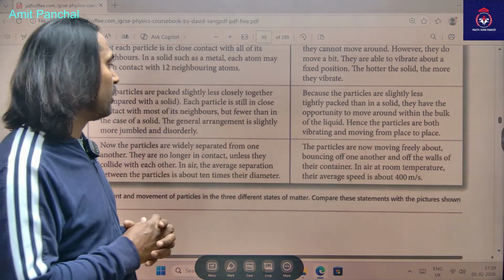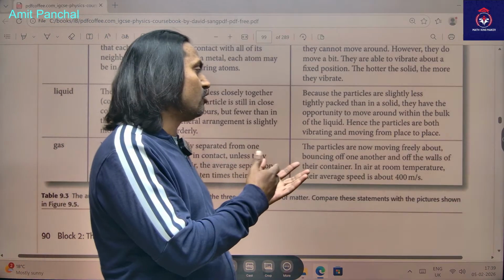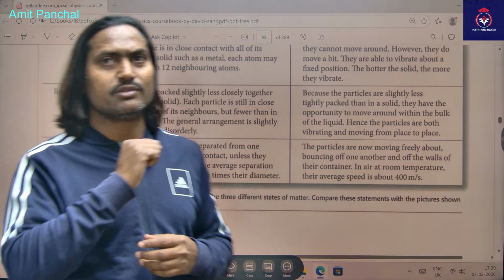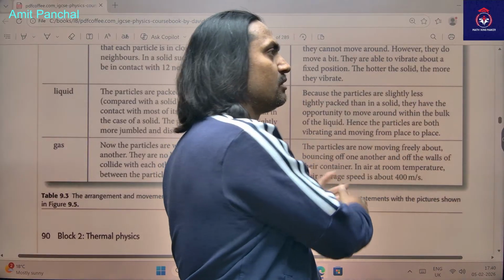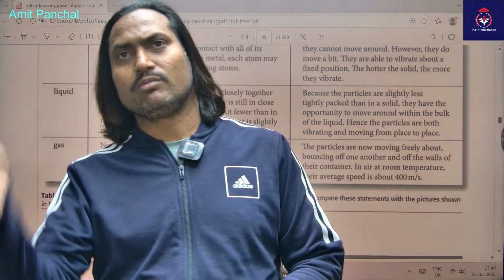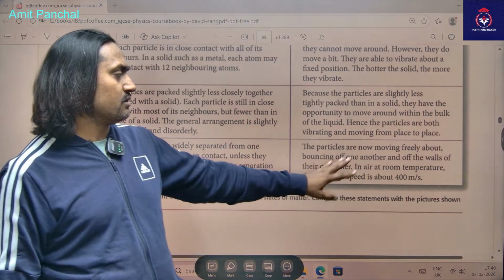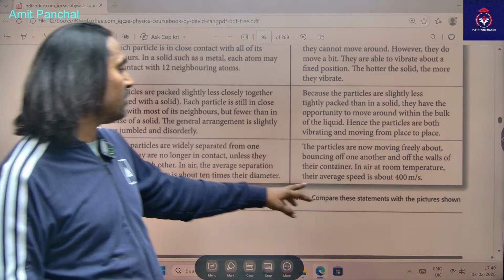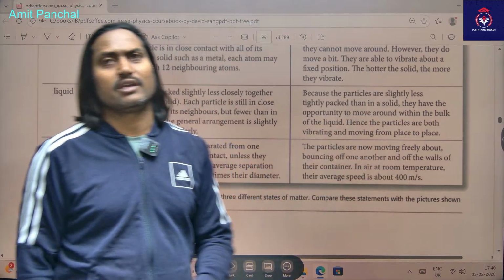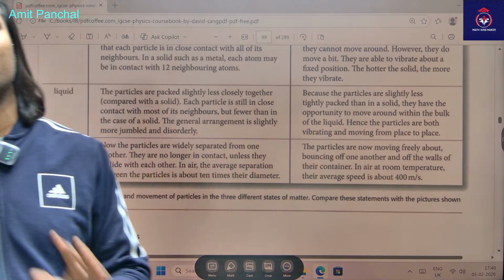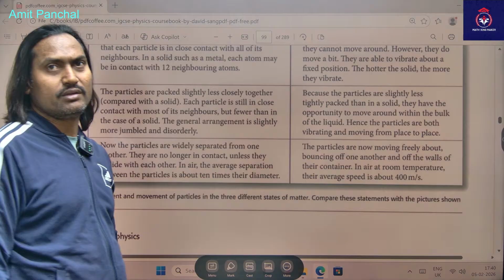But in a gas, the particles are now moving freely about, bouncing off one another and off the walls of their container. Sometimes they hit one wall of the container, then hit the opposite wall, some hit the bottom, some the roof. So they are moving freely in a gas. Approximately, in air at room temperature, their average speed is 400 meters per second. That is a very high speed. It's the speed of particles of air in a room.